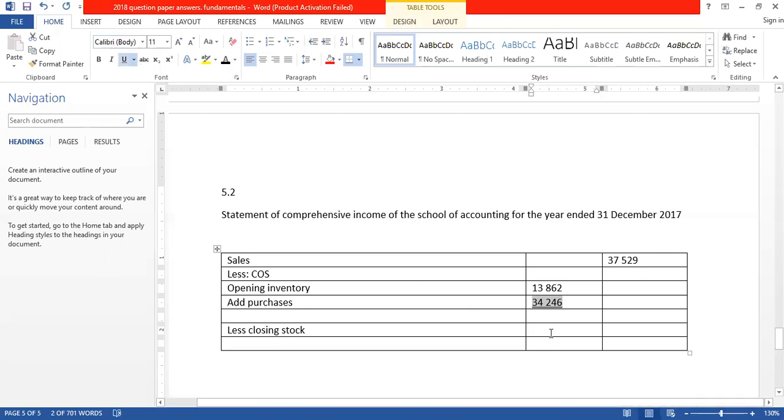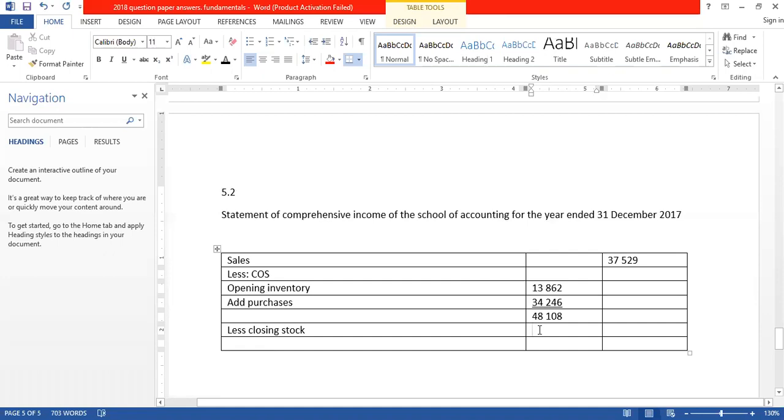You add up your amounts together. So opening stock of 13,862 plus 34,246 will give you an amount of 48,108. And then it says you less your closing stock.